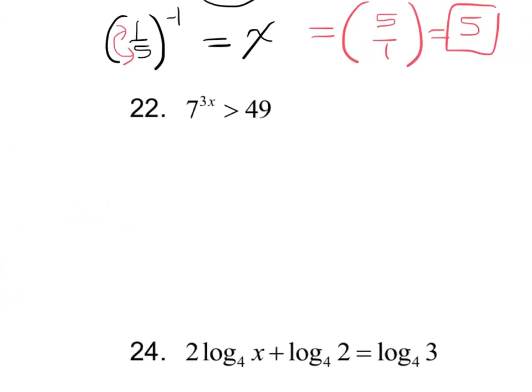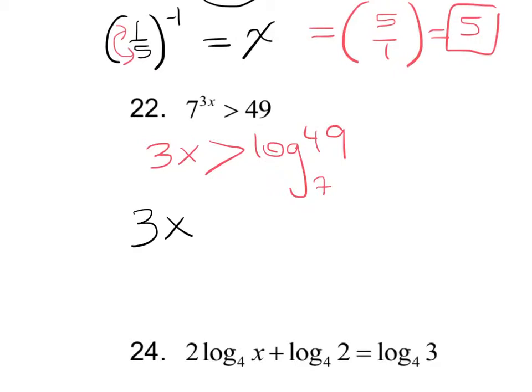7 to the power 3x is greater than 49. Again, you can change it to log, so 3x is greater than log base 7 of 49. So again, the base would go as a small number next to the log. The power will be all alone, and the 49 will be the argument inside the log. Now log 49 base 7 would be 2. So 3x is greater than 2.